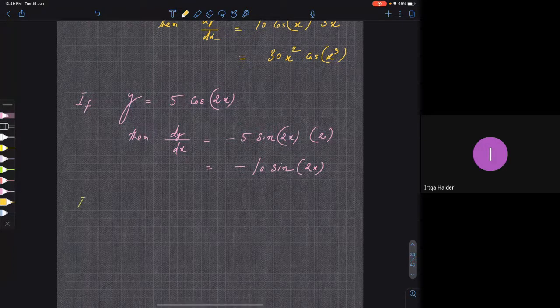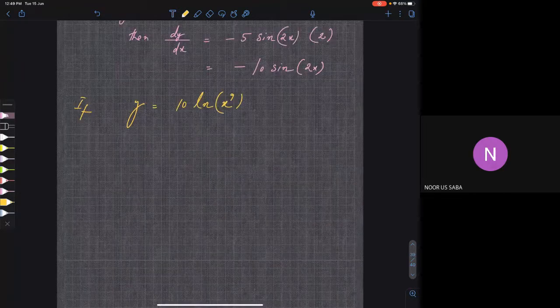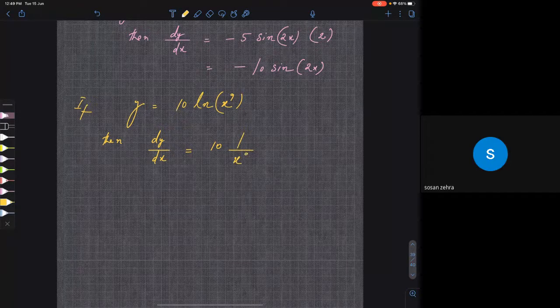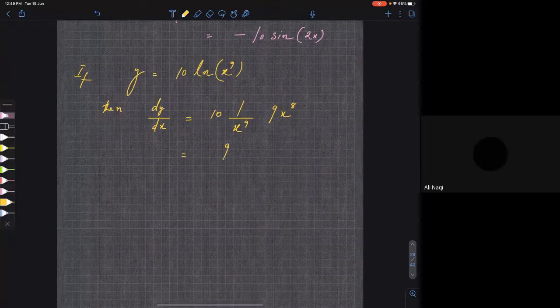Ten by x raised to the power 9, into x, agreed? 9x to the power 8. So what is this? If you simplify, it is 90 x raised to the power 8. That's all. Clear?